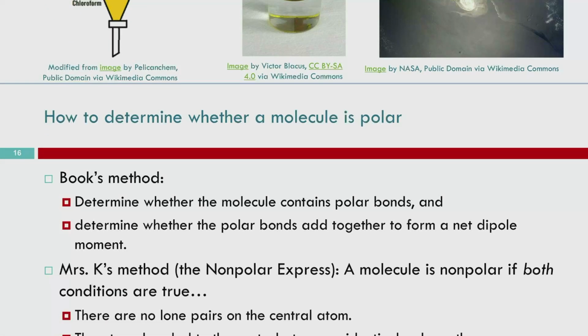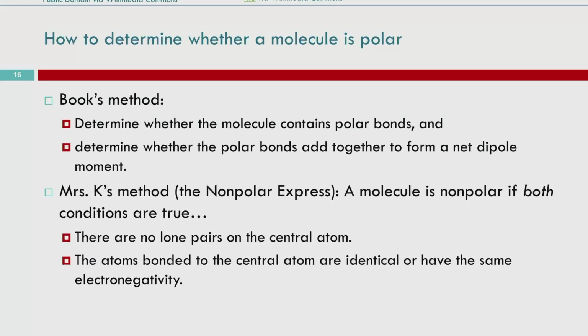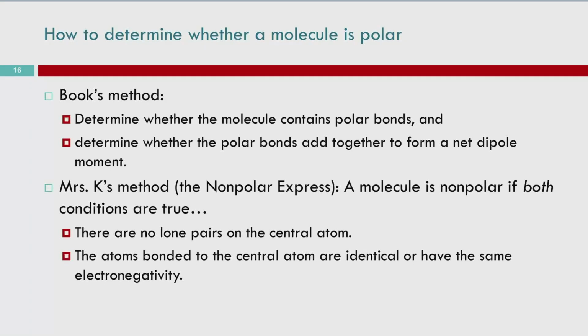So if we want to determine whether a molecule is polar, we've got the Book's method. Figure out if you've got polar bonds. Determine whether those bonds add together to form a net dipole moment. So thinking about arrows and directions and other things like that. We also have the nonpolar express.